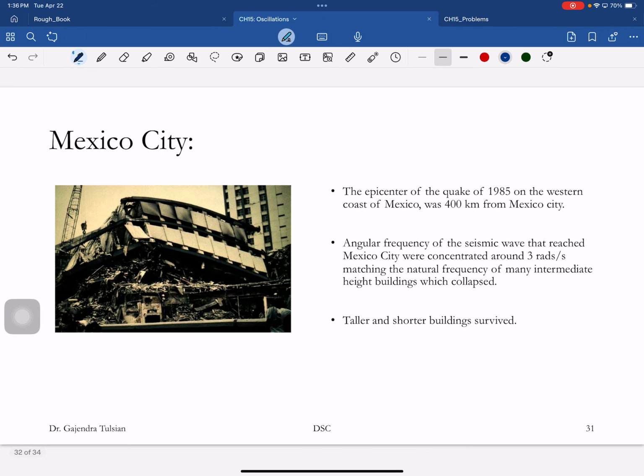All right, I got to show you a simulation in a second. Okay, so this is old news, but anyway. So an earthquake happened.